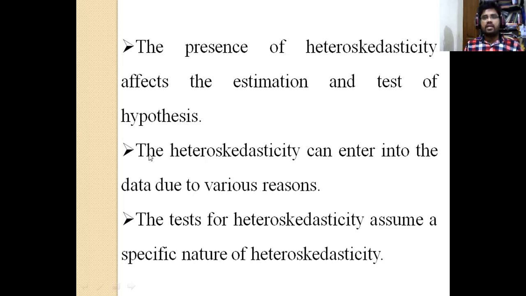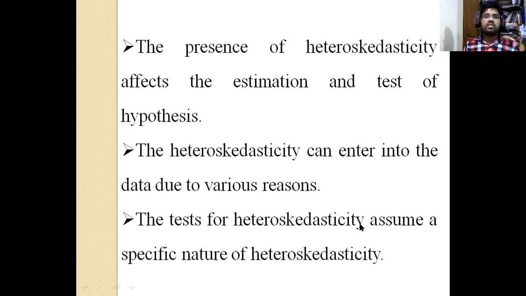Then the second one: heteroscedasticity can enter into the data due to various reasons. As I told you the previous day, regarding the causes of heteroscedasticity, there are rich people's income and poor people's income. For example, rich people's income is different and poor people's income is different. When you combine this data, you will get a heteroscedasticity problem. Am I right, dear students?